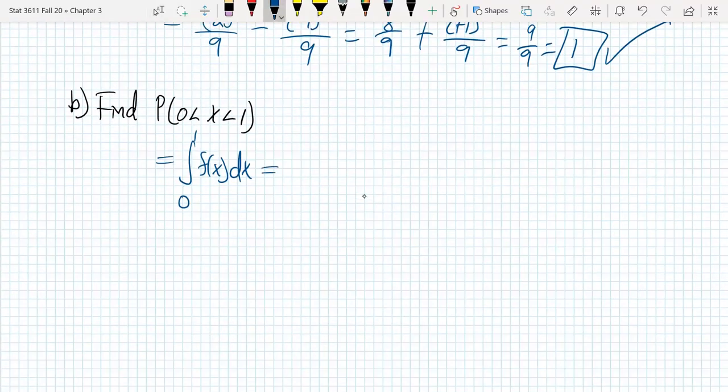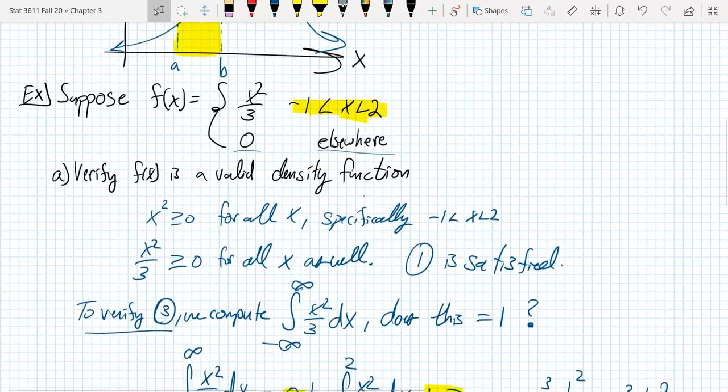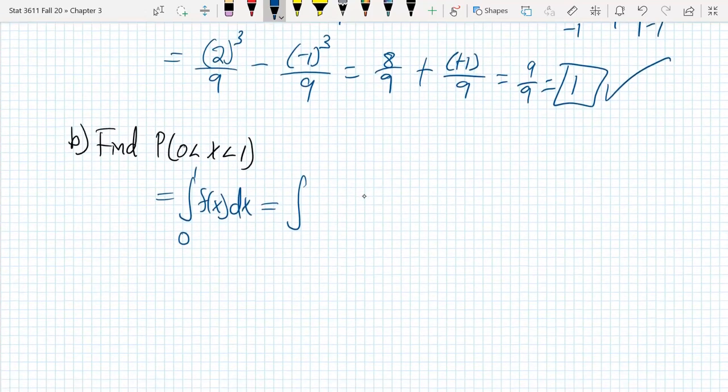Then what do we have here? So this is the integral. Now, what is our PDF on the interval from 0 to 1? 0 to 1 is right in this range here, right? It includes 0 to 1, so we're going to use the x squared over 3. So we can use the x squared over 3 dx.